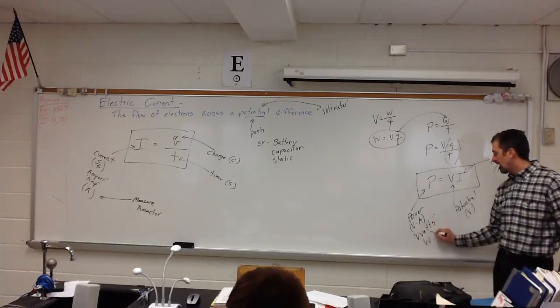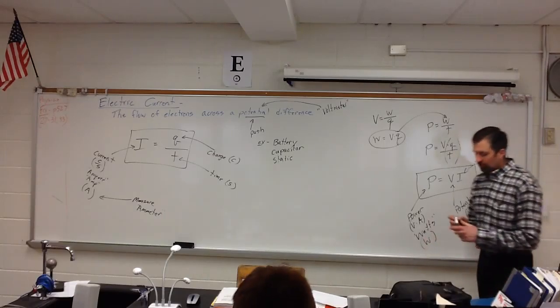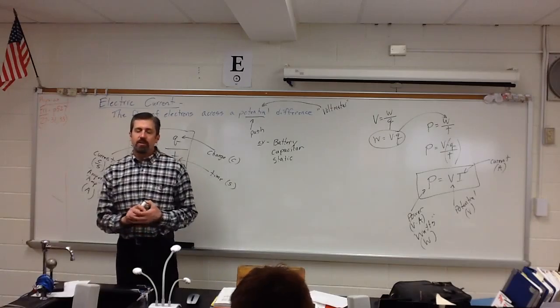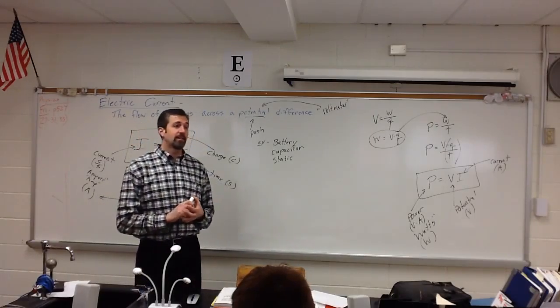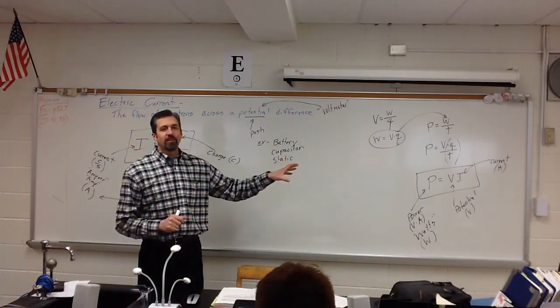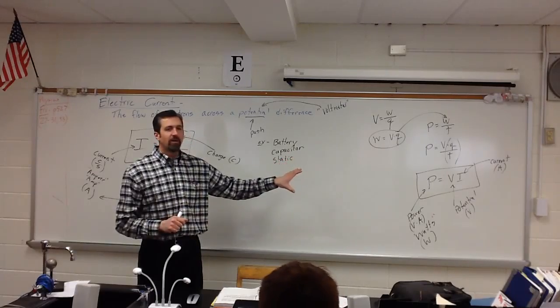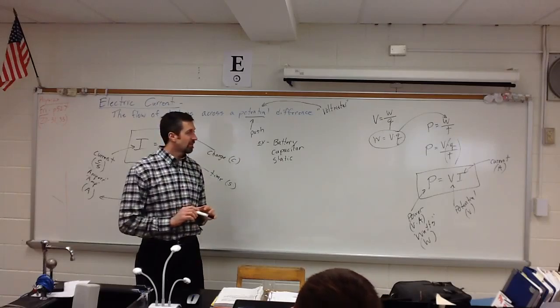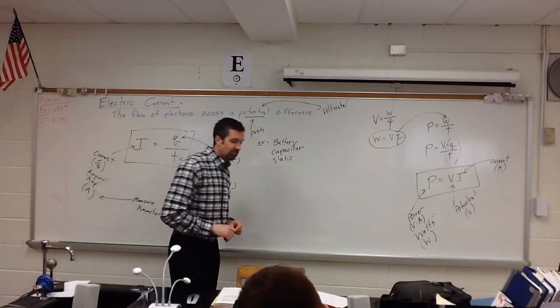Watts are abbreviated with a W. That should ring a bell, because when you look at light bulbs, a lot of times they will say the number of watts on them, and that's because they're telling you the power of that particular light bulb, the power usage of that particular light bulb. So for today, physics.